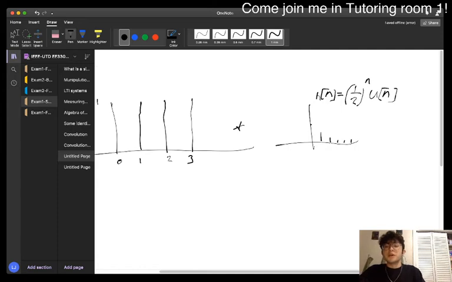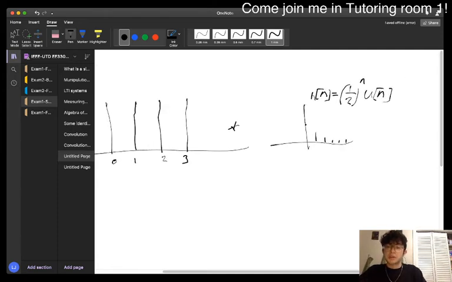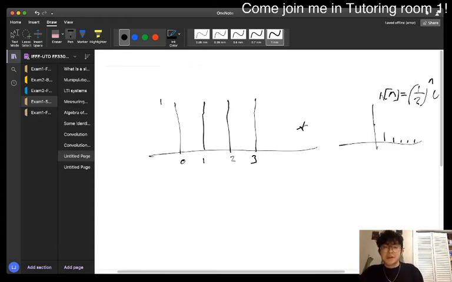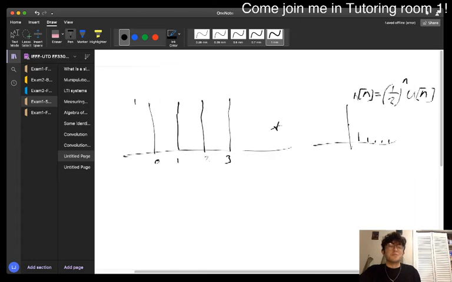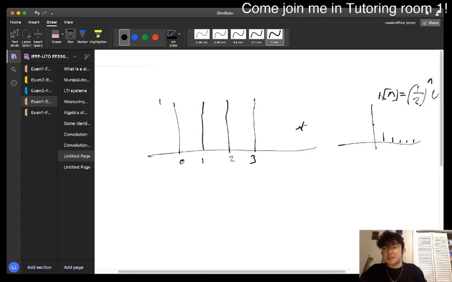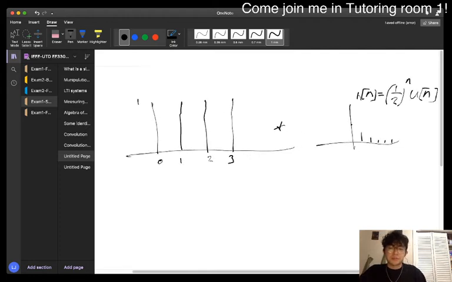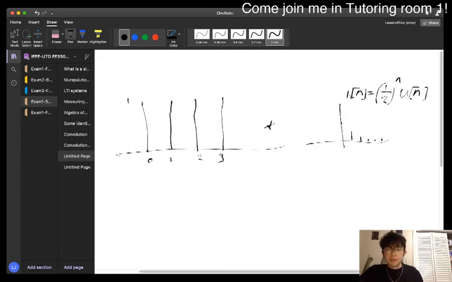Remember that the unit step function looks very similar in discrete time. I don't know if I went over it. Everything that you see in continuous time is basically going to look very similar to discrete time. It's just, instead of integrals, you'll see sums, and instead of real numbers, you'll see integers. But anyway, this is just 1 for n is equal to 0 through 3.